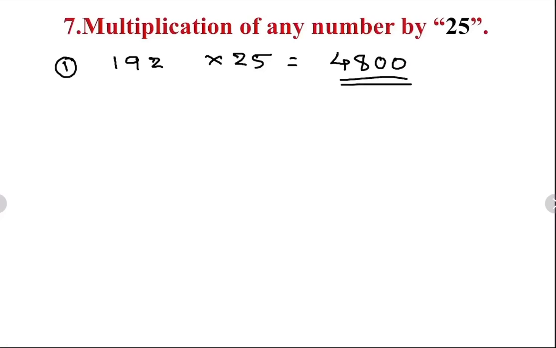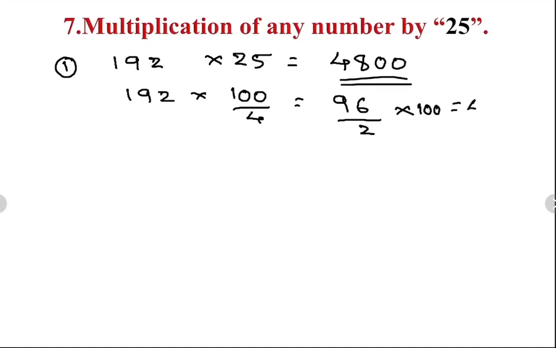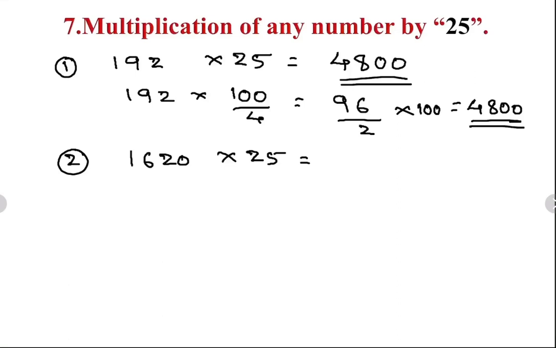Means, if you go with detailed explanation, 192 into 100 by 4. So 192, half of it 96, by 2 into 100. This is the answer. If you go with second example, 1620 is multiplied with 25. Half of the value 810, again half of the value 405. 405, keep 2 zeros.